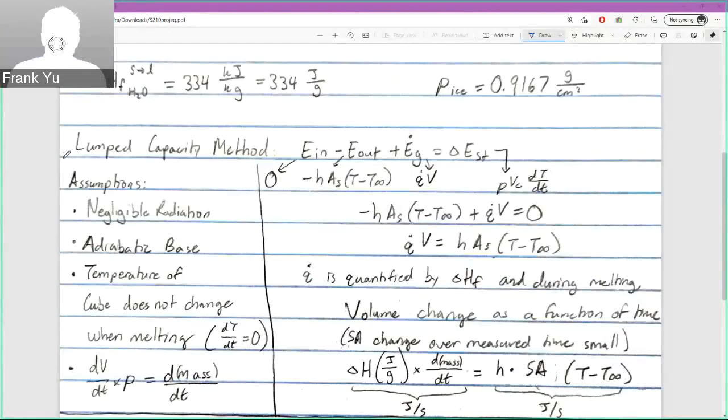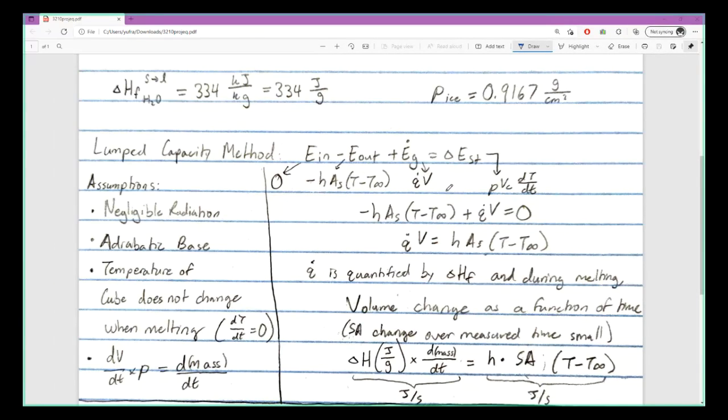Applying our lumped capacitance method, we start with the energy balance equation, where E in minus E out plus energy generated equals the change in energy stored. So our assumptions are negligible radiation, an adiabatic base, the temperature of the cube does not change when melting, our dT equals 0, and that the change in volume as a function of change in time multiplied by the density gives us the change in mass over change in time. So using our assumptions, we find that E in our energy balance is 0, while the change in energy stored is also 0 because dT is 0.